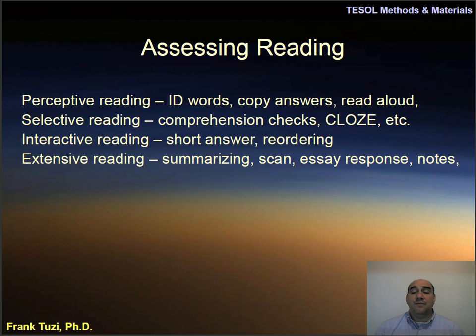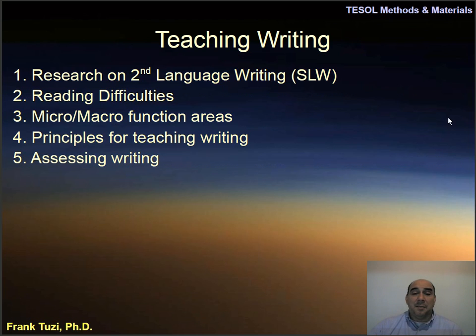Interactive reading, where they give short answers. They do reordering of the story. They can do extensive reading, where they summarize. They respond to an essay. They do notes. They add to the story. They rework the ending of the story, for example. So they're extensive. So there are ways to assess whether someone can read. You can have them summarize. I already mentioned summarizing. All right, let's move on to the last element here, which is teaching writing.